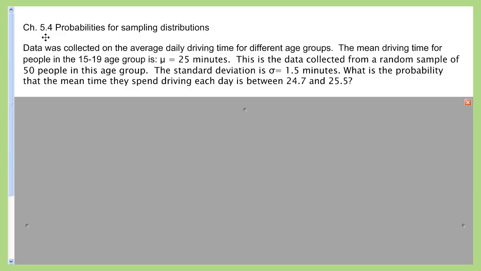This is from Chapter 5.4, Probabilities for Sampling Distributions. And it says the data was collected on the average daily driving time for different age groups. The mean driving time for people in the 15 to 19 age group is 25 minutes. That's your mu, stands for mean.